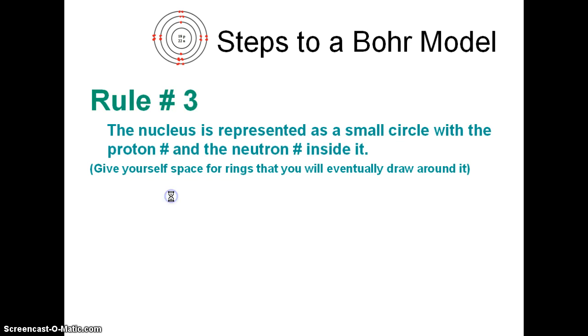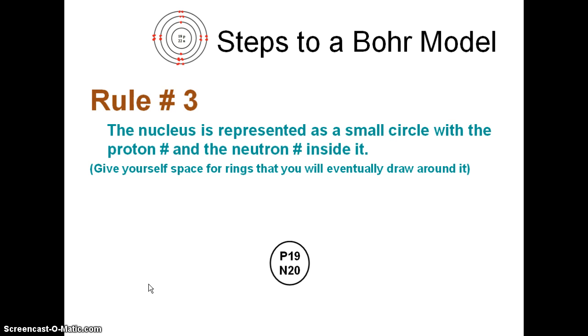All right. So let's go to rule number three. This is the next one. Make sure you copy this one down. Then you're going to have a space after this, because you're going to draw your Bohr model in this space. All right, so rule number three, the nucleus is represented as a small circle with the proton number and the neutron number inside it. So make sure you give yourself a little bit of space, and you're going to draw a small circle because you're eventually going to draw some rings around this, so make sure that you have enough space around this, or put it on the next page.